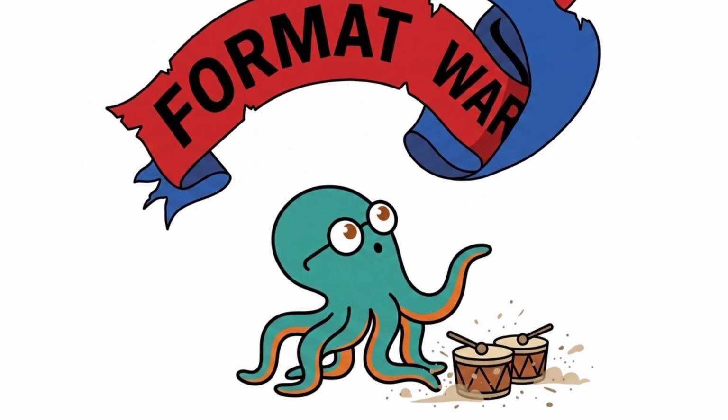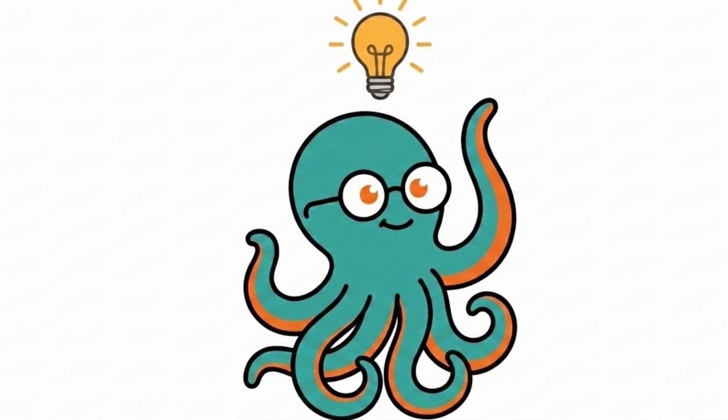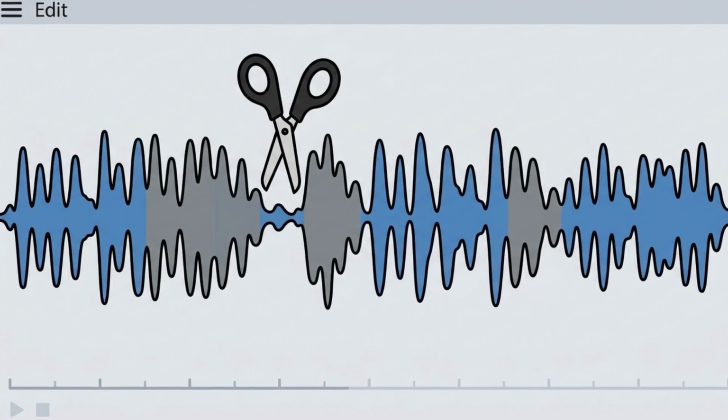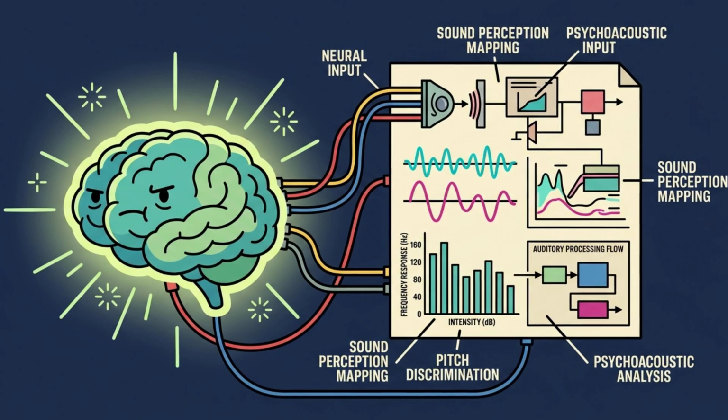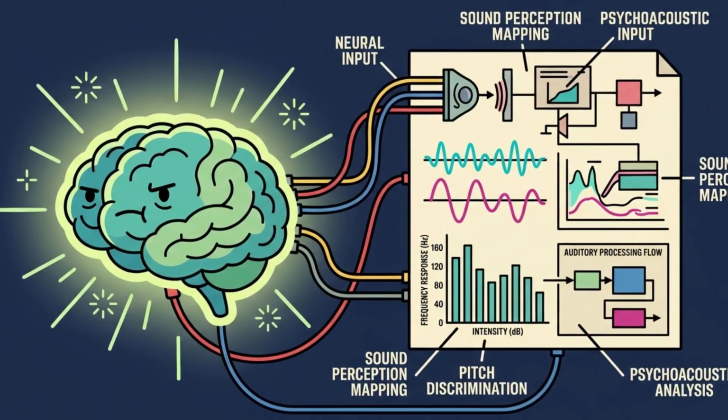Because in the 90s, somebody asked the dangerous question: what if we just didn't store the parts you can't hear? That's the second format, the one that rewired the entire music industry. The MP3, and it pulled off its magic using a genuinely creepy fact about your own brain called psychoacoustic masking.